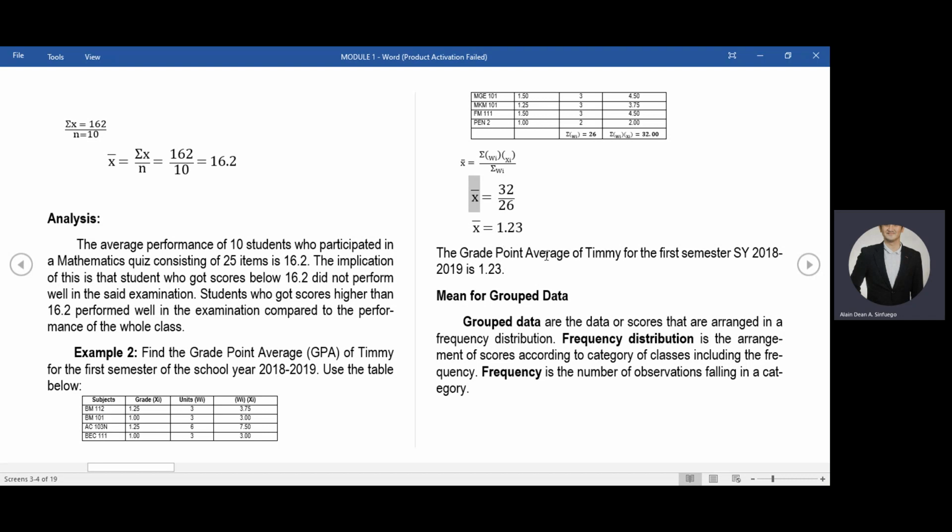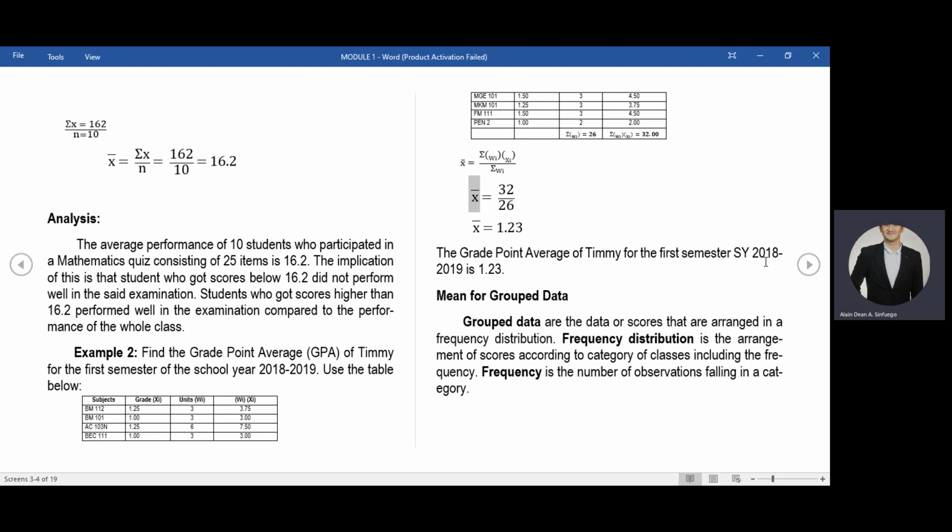Analysis: the grade point average of Timmy for the first semester of school year 2018-2019 is 1.23. Furthermore, Timmy's scores higher than 1.23 mean that he performed well in those subjects, while subjects that have grades lower than 1.25 mean that Timmy needs to give more time and effort in those subjects.